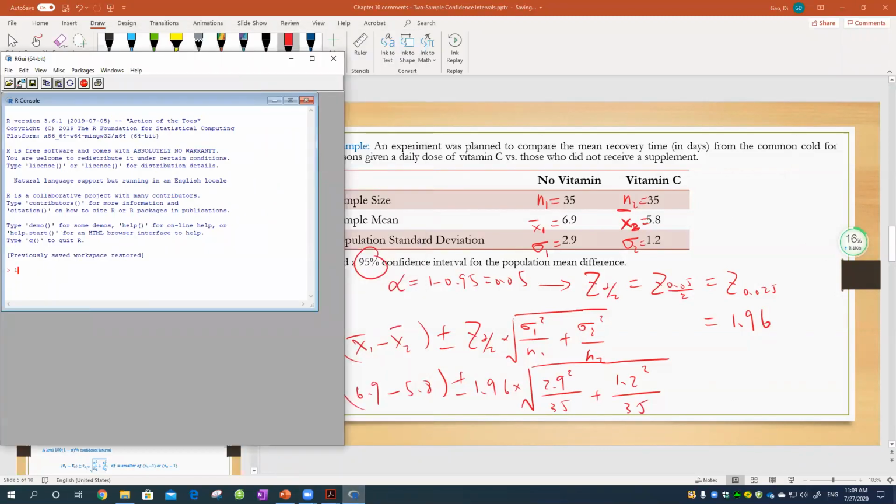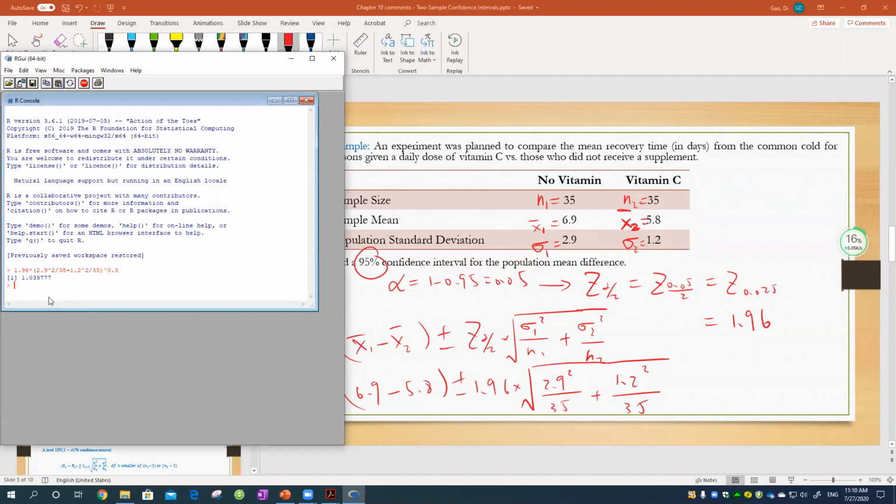So we have 1.96 times the square root of 2.9 squared divided by 35 plus 1.2 squared divided by 35. And the whole thing takes square root, that's power of half. So that's all. And then margin of error equals 1.0397, that's 1.04.